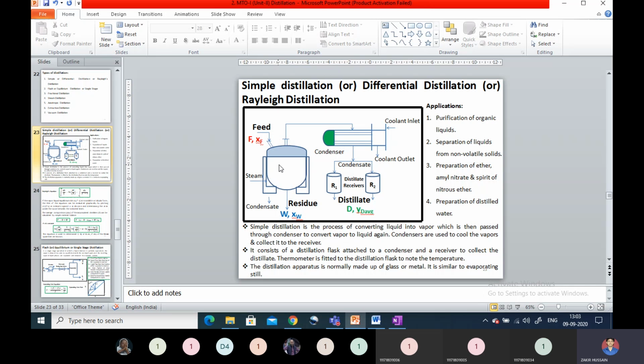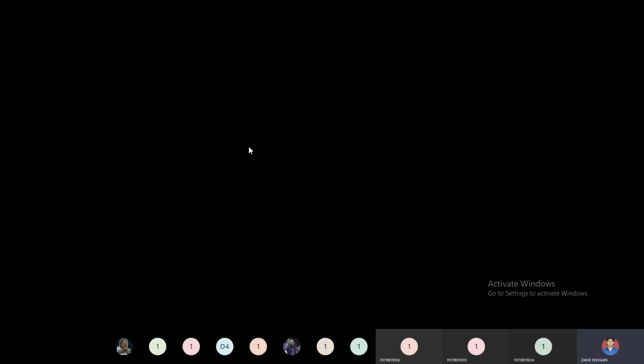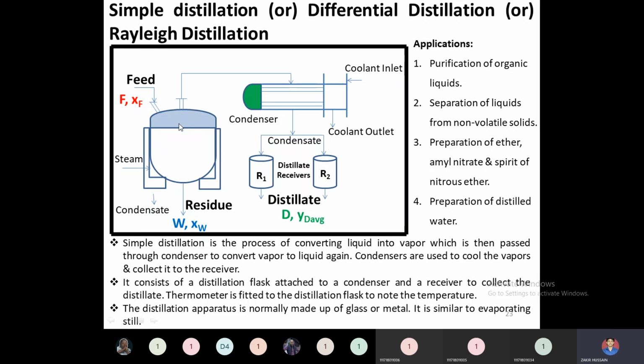Then vapors will start to form. After some time, the liquid charge in the still starts to boil, and the vapors continue to form. As soon as the vapors are formed, they are taken out from the top and sent to the condenser, which uses cooling water inlet and outlet. The vapors are condensed and collected as condensate in the respective distillate receivers. The receivers are labeled as R1 and R2.